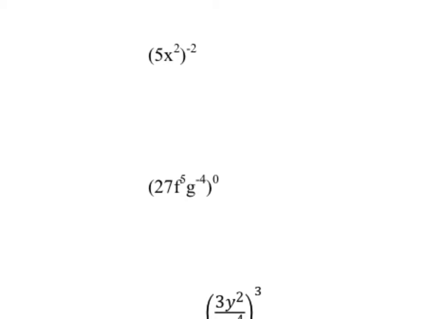Next example, here we have a power, or a term being raised to a power. So we said we would distribute that power if inside is a product, which it is, 5 times x squared, which would give us 5 to the negative 2 power, and x, we have a power raised to a power, which means we multiply, so we get negative 4.